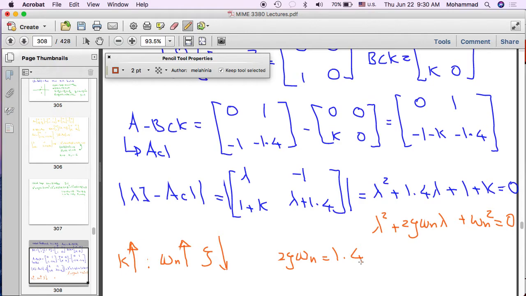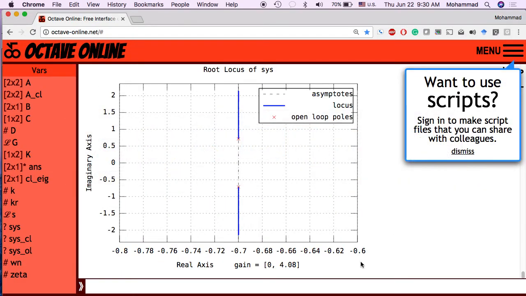So again, we go back to the limitations of output control versus state control. In state feedback, we were able to put these poles anywhere on the complex plane that we wanted. But here, we are bound to this root locus. We can speed up the system, increase omega n, and get a faster reaction from our system, but we are losing on damping ratio as we increase K.